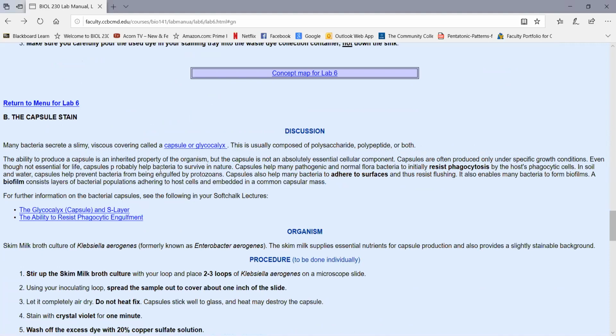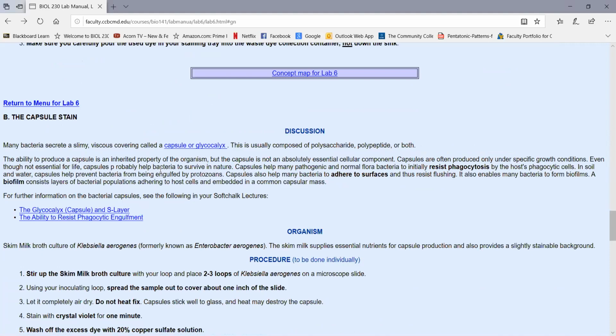Now, depending on the instructor, you may or may not do the capsule stain. In my lab, I'm going to set out some demonstrations of the capsule stain, since we don't need to do another capsule stain during the semester, but we do want to do a number of Gram stains. So we want to concentrate on you doing 2 Gram stains apiece.